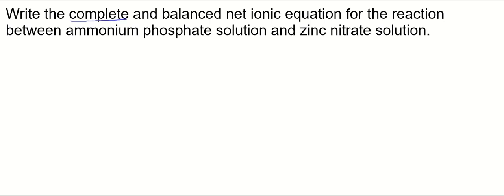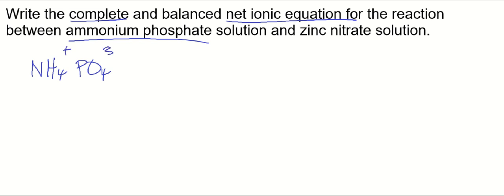Complete and net ionic equations. Let's write this equation first. Ammonium phosphate. Ammonium is the polyatomic ion NH4. Phosphate is PO4. The charges on these are 1 positive and 3 negative, so we're going to crisscross them to get the ratio to get the formula unit.